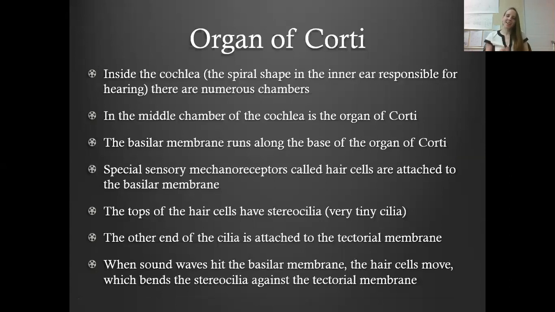Okay, inside the cochlea, we have something called the organ of Corti, which is the middle chamber of the cochlea. Within this organ of Corti, you have the basilar membrane across the bottom. Attached to the basilar membrane and sticking up off of it are the little hair cells. On top of the hair cells are stereocilia, which are just little tiny projections. And the tops of those stereocilia are attached to another membrane called the tectorial membrane.